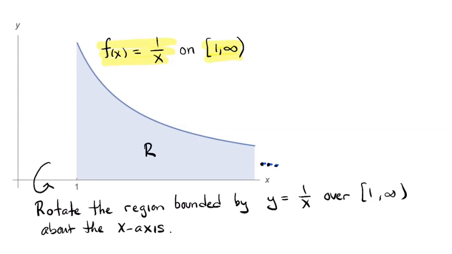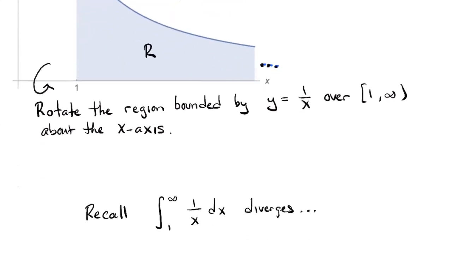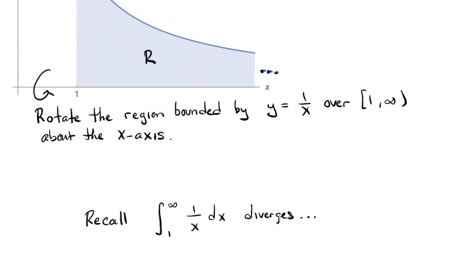So we're looking at this from the interval from 1 to infinity, and we're going to rotate that thing around the x-axis. Let me remind you, before we look at a picture of what that might look like, that area R itself is infinite. The integral from 1 to infinity of 1 over x diverges. So R has infinite area. I'm just going to briefly write that like this: the integral from 1 to infinity of 1 over x dx diverges. So the region that I'm rotating around this x-axis has infinite area.